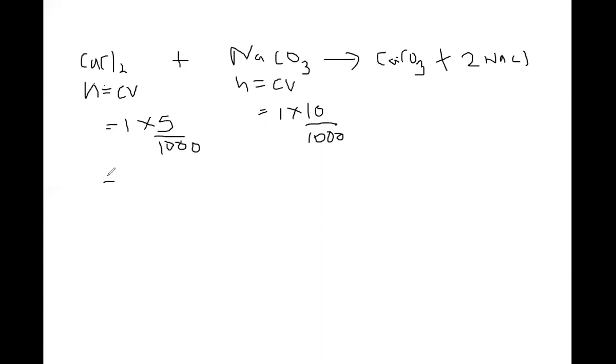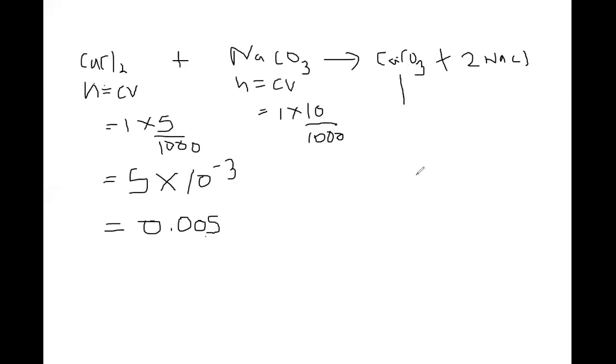When you simplify this, you get 5 into 10 to the power minus 3. That means 0.005. 5 into 10 to the minus 3 means 0.005.